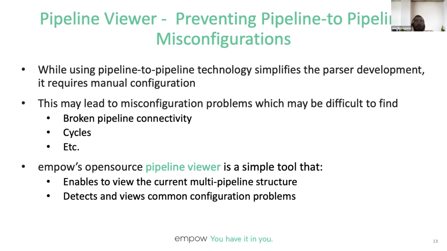And when it comes to setting up pipeline to pipeline, it is a manual configuration. So because of that, there is often a chance that you may actually see some misconfiguration happen. And this tends to happen fairly often for some and then not so often for others. So we've actually done something to help you out with that as well. And that's actually another open source goodie for you guys to look at, which is our pipeline viewer. It's a pretty simple tool that we have. It's going to look at your current multi-pipeline structure. And it's also going to help with detecting some of those common configuration problems that you might run into using pipeline to pipeline.